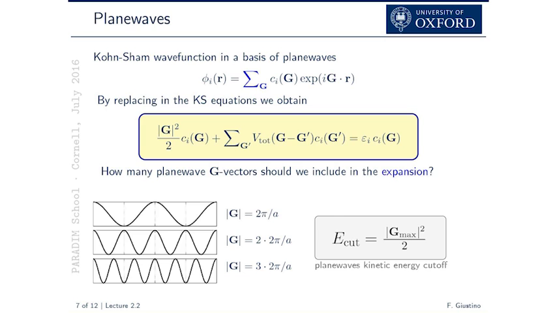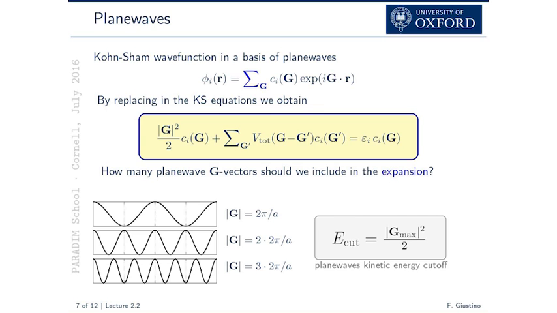So how many plane waves do I need? Let's see what it means to have a large number here. If I'm looking at one dimension, the modulus, for instance, in this case, will be 2 pi over a. So I have this kind of wave. If I double it, I halve the period, sorry.